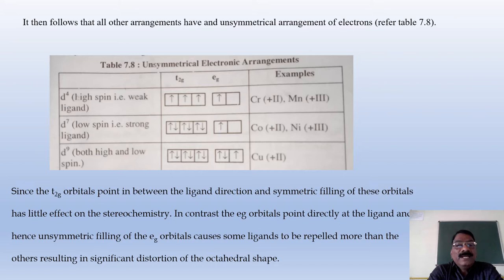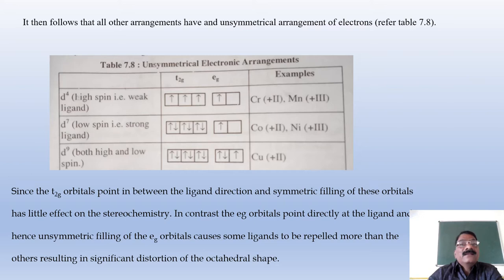geometry. Since the t2g orbitals point in between the ligand directions, symmetric filling of these orbitals has little effect on the stereochemistry. In contrast, the eg orbitals point exactly in the direction of the ligands, and hence unsymmetrical filling of the eg orbitals causes some ligands to be repelled more than others, resulting in significant distortion of the octahedral shape.